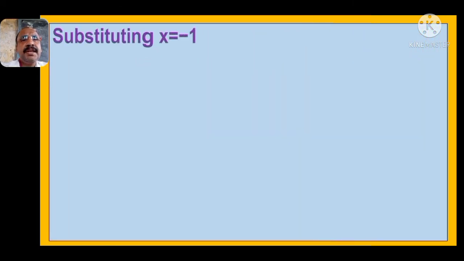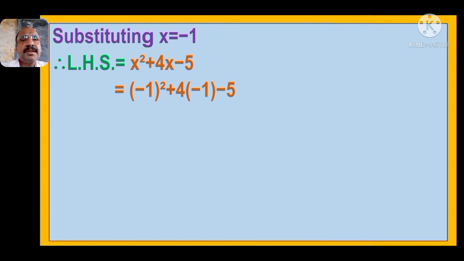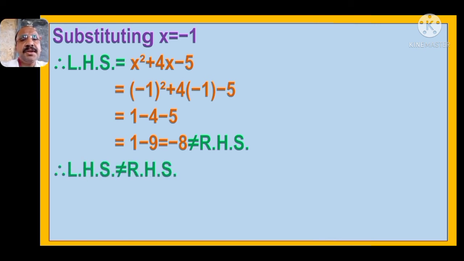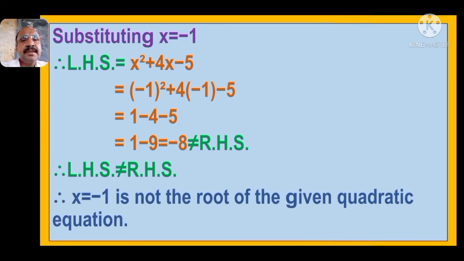Now, substituting x is equal to minus 1 in the given equation. Left hand side x square plus 4x minus 5. After substituting minus 1, minus 1 square plus 4 into minus 1 minus 5 is equal to 1 minus 4 minus 5, which is equal to 1 minus 9 is equal to minus 8, which is not equal to RHS. Therefore, left hand side is not equal to right hand side. Therefore, x is equal to minus 1 is not the root of the given quadratic equation.